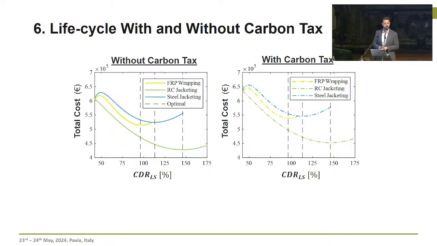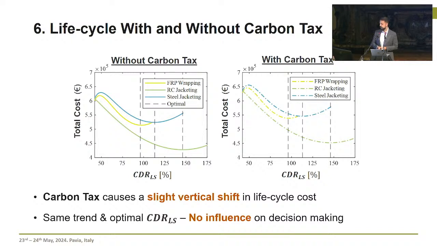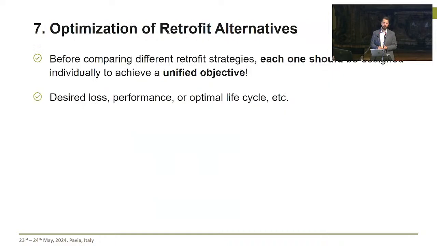And on the left side, we see the variation of the life cycle cost without any carbon tax at all. And on the right side, I see the variation of the life cycle cost with the carbon tax. What we can observe here is that carbon taxes are just causing a slight vertical shift in the life cycle cost, but the trend is the same, the optimal points are the same, and there is no influence whatsoever on the decision-making process.